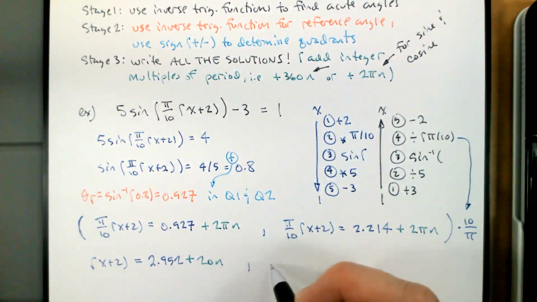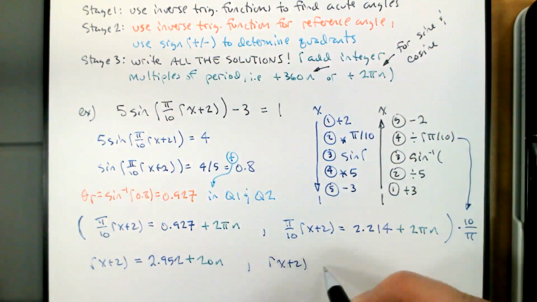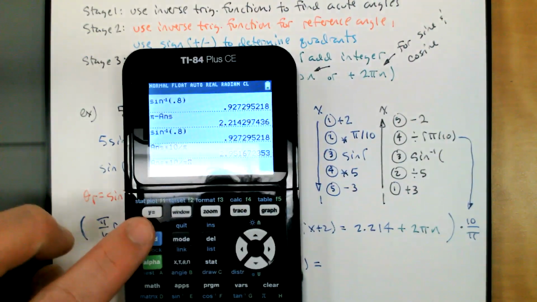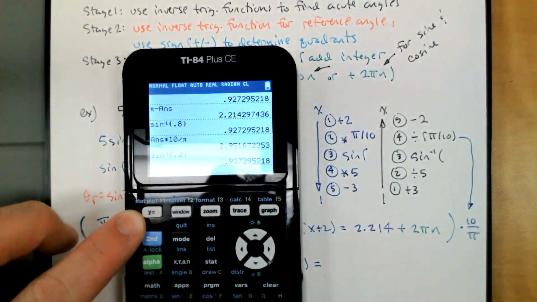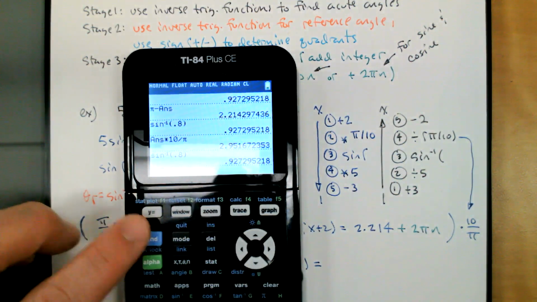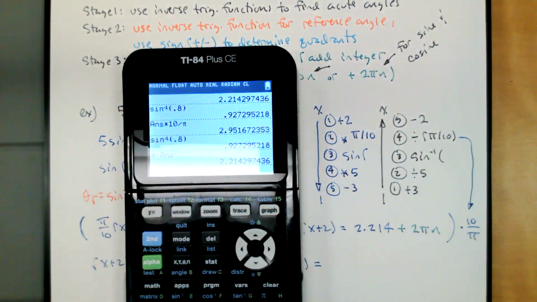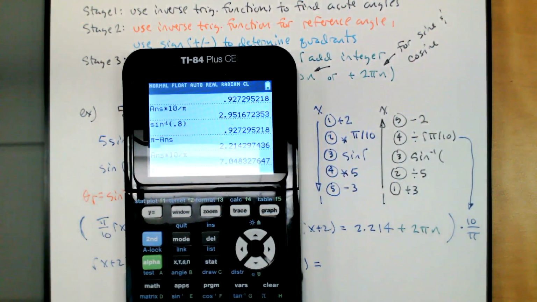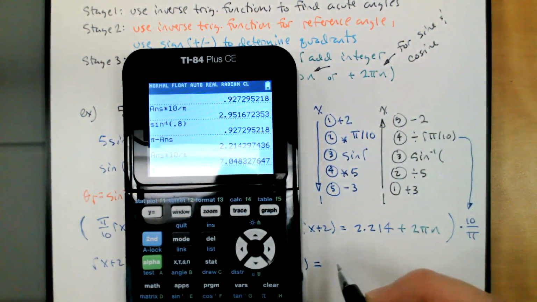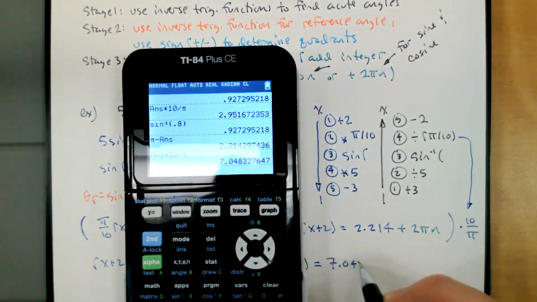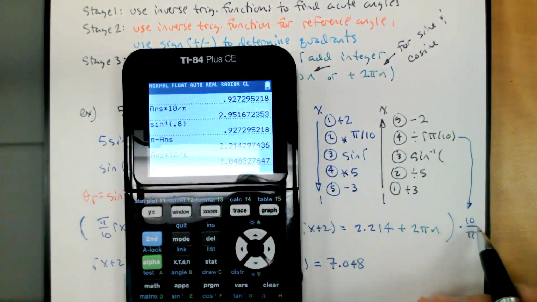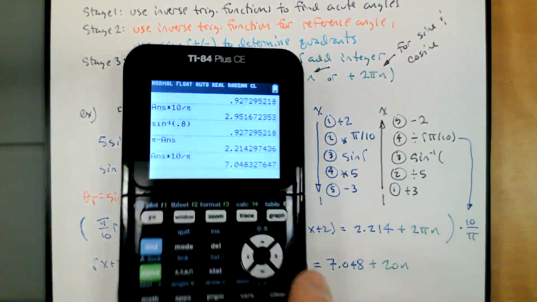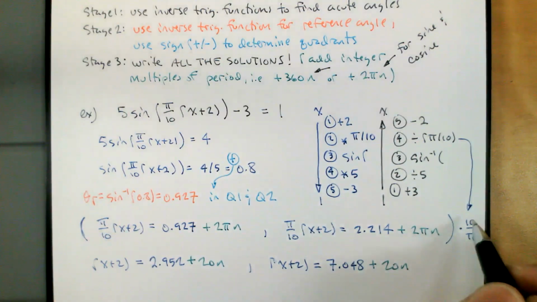Over on the other side, x plus 2, I need to take the 2.214. I'll take that 2.214 and multiply by 10 over pi and get 7.048. And I got to do the 10 over pi multiplied by 2 pi, and that'll give me 20 times n. Once again, I got to distribute.